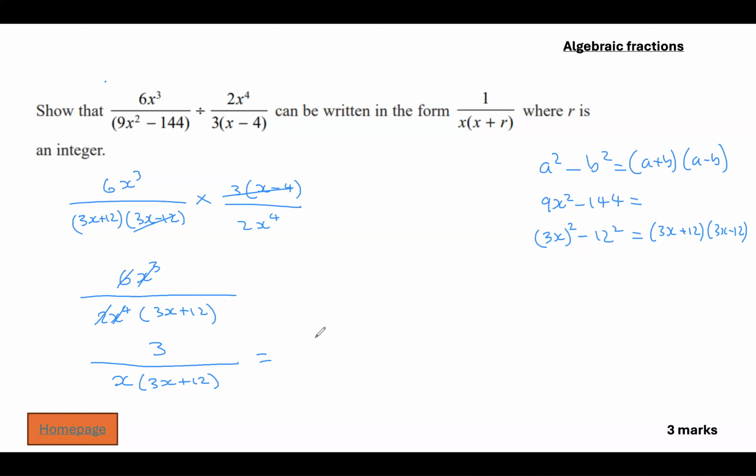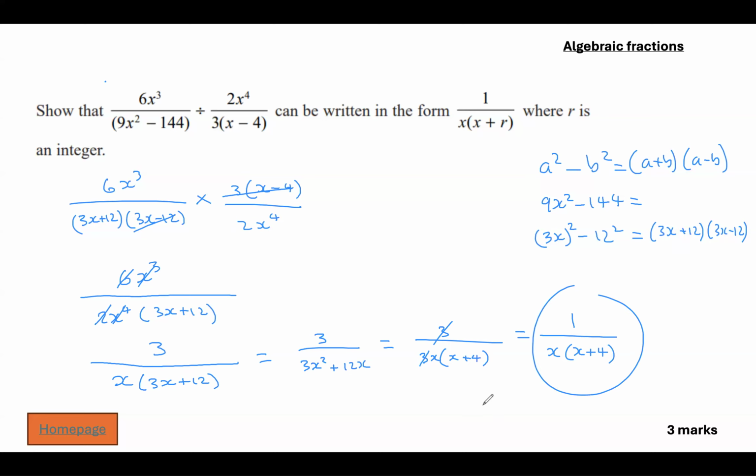And then if we expand the bottom, we get 3 over 3x squared plus 12x. And we can factorize the denominator. So we get 3x on the outside and x plus 4 on the inside. The 3's cancel out, so we're left with 1 over x plus 4, and that is our final answer. Okay, amazing stuff. Let's move on.